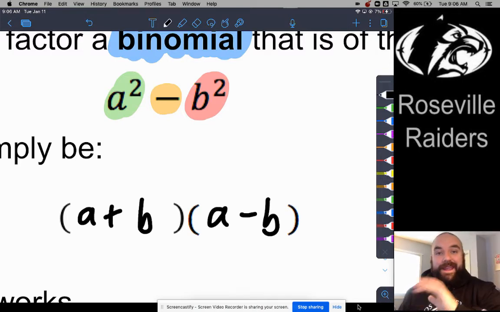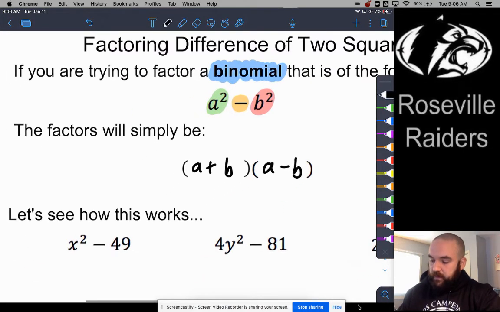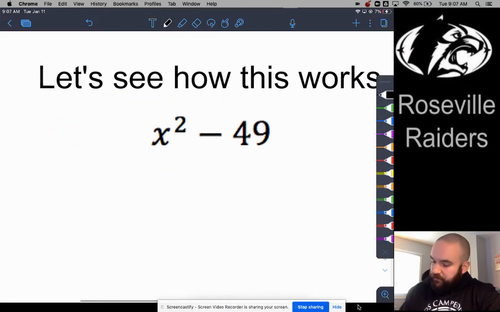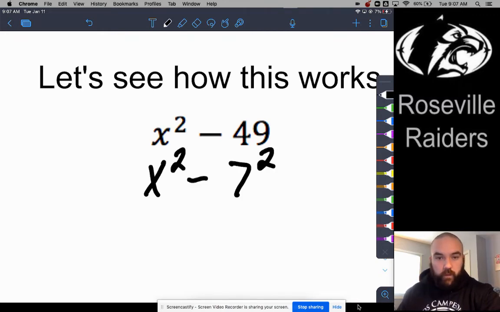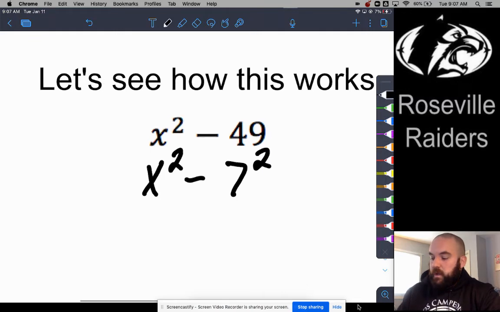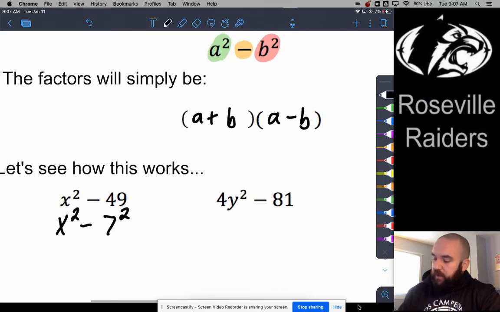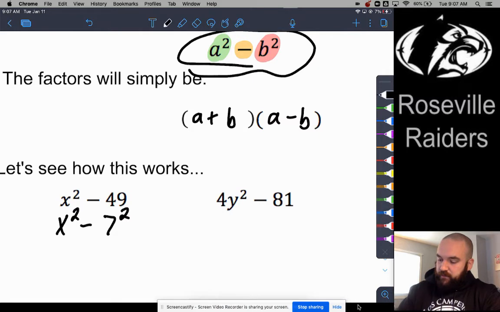Okay, where a is the first term, the square root of the first term, and b is the square root of the second term. This doesn't make a whole lot of sense to talk about in generalities, so let's just get right into it and show you an example of how this works. If I look at something like x squared minus 49, this is also x squared minus 7 squared, right? Because 7 times itself is 49. So in this case, this fits the mold of a squared minus b squared.